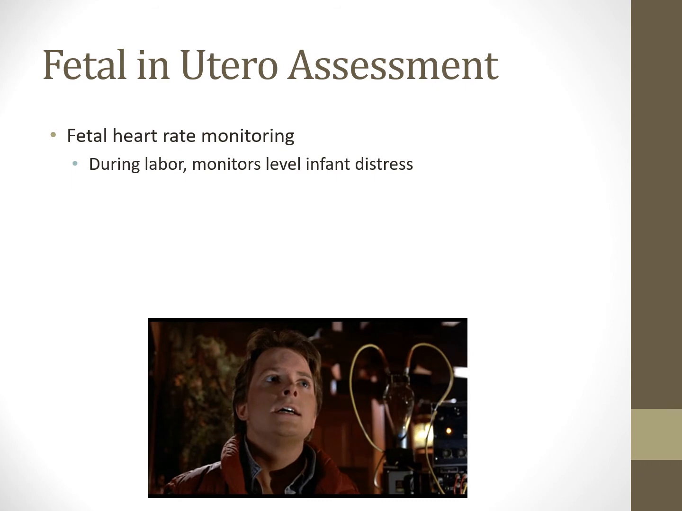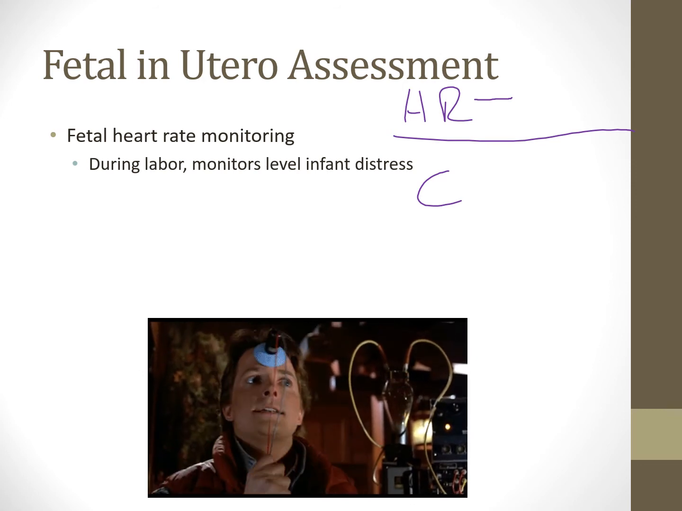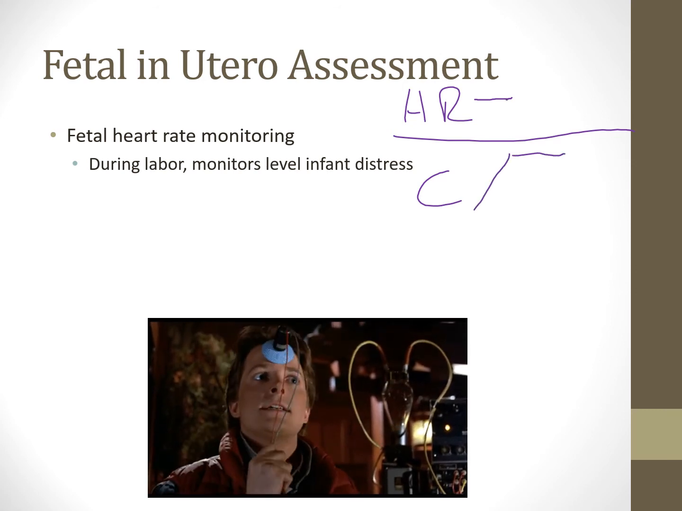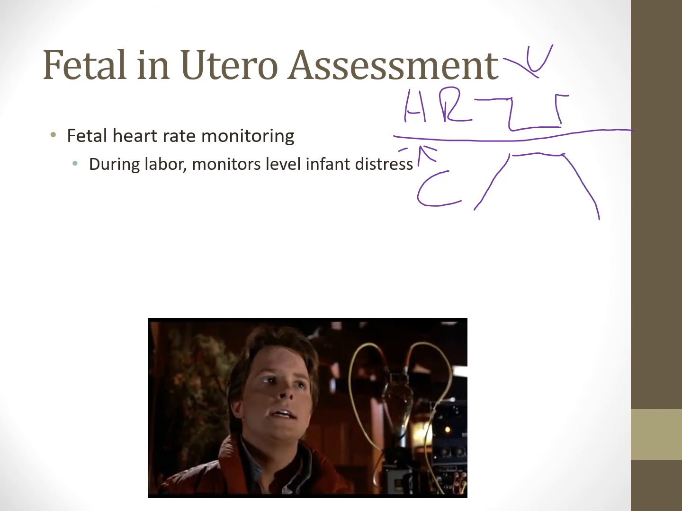So if this is the baby's heart rate, and then this is the strength of contraction, I'll just put a C. Okay, so the heart rate's here, and then the contraction starts to happen here. So the uterus is contracting here, and when it's contracting you should see a drop in the heart rate. So the heart rate decreased and the strength of contraction increased. Yes? So you should see them come close together during contraction, and then as the contraction subsides, you should see the heart rate come back to normal.